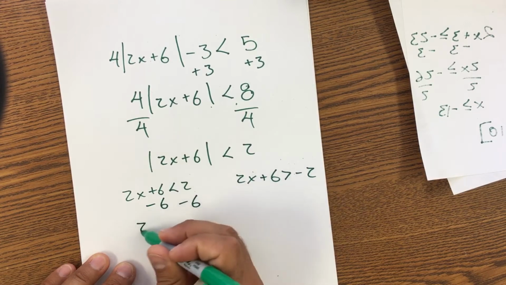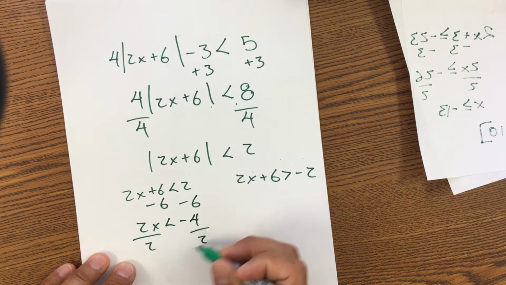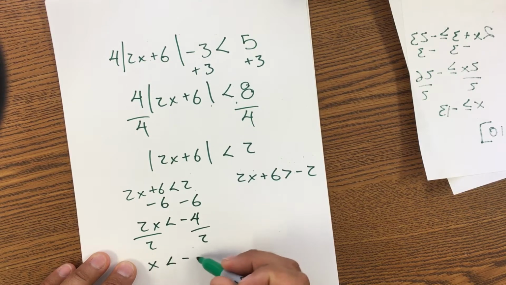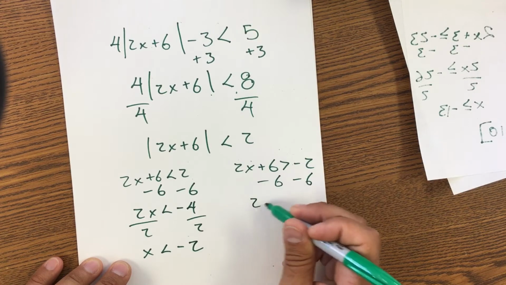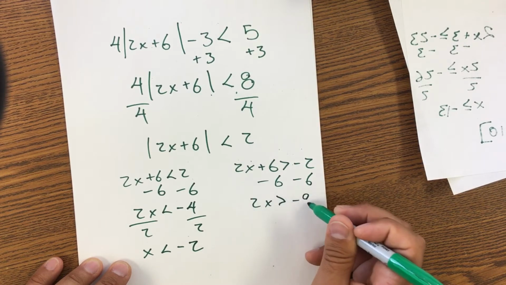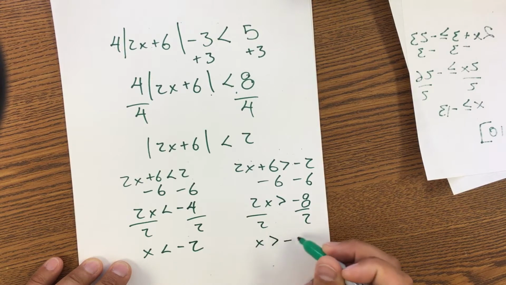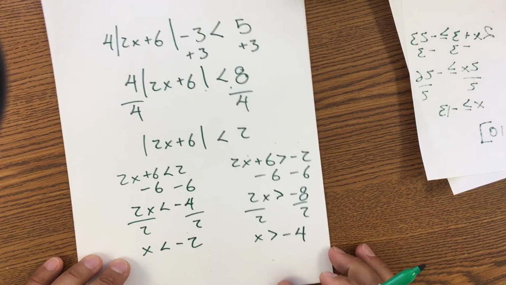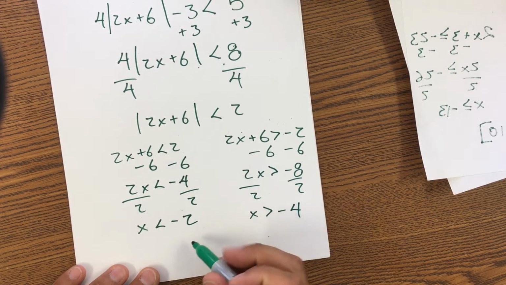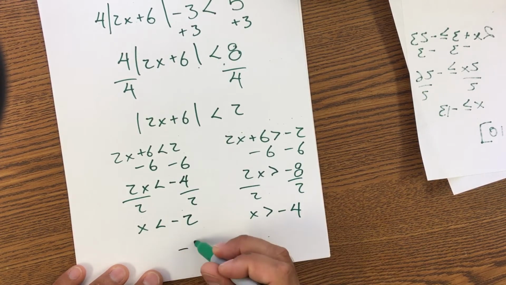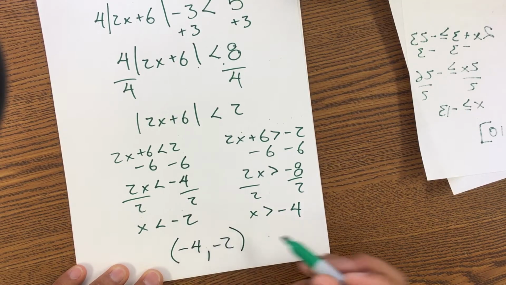Subtract the 6. Divide by 2. Subtract the 6. Divide by 2. And that's what we're doing here. So it tells me it's bigger than this and smaller than this. So this is my start, it's not included. This is my end, it's not included.